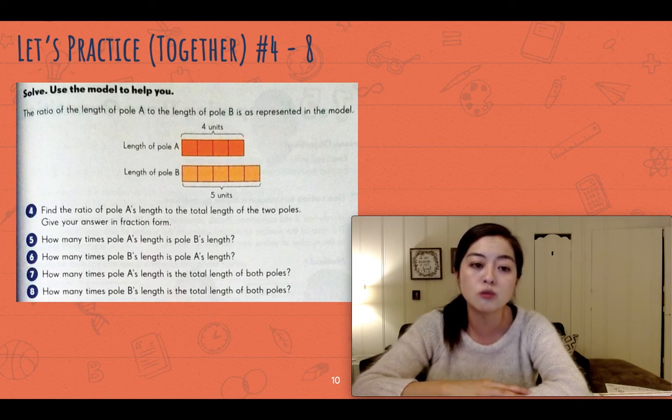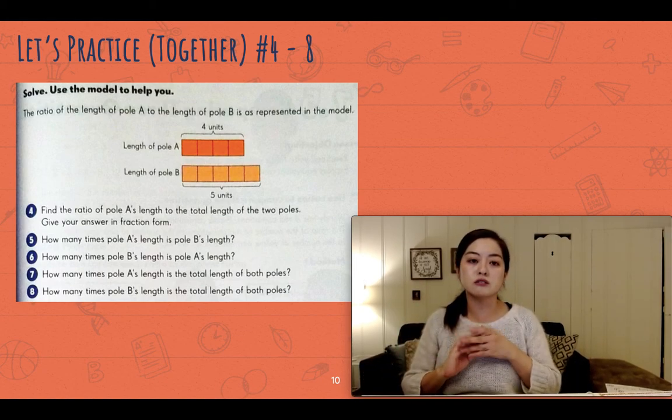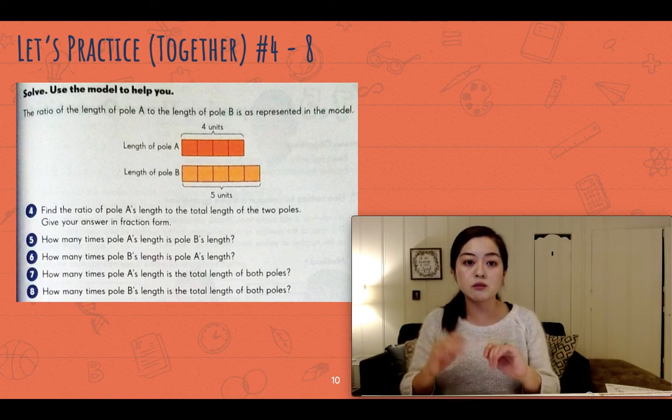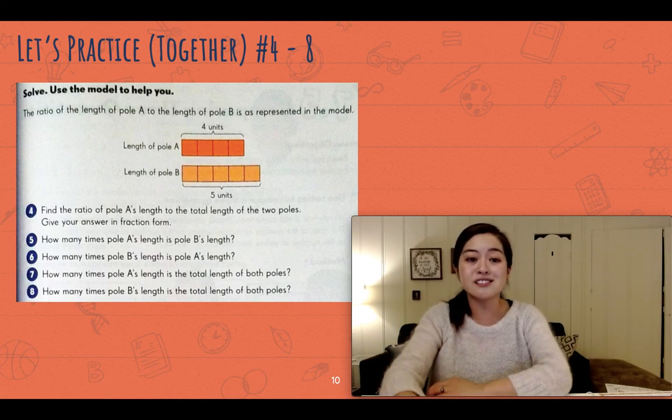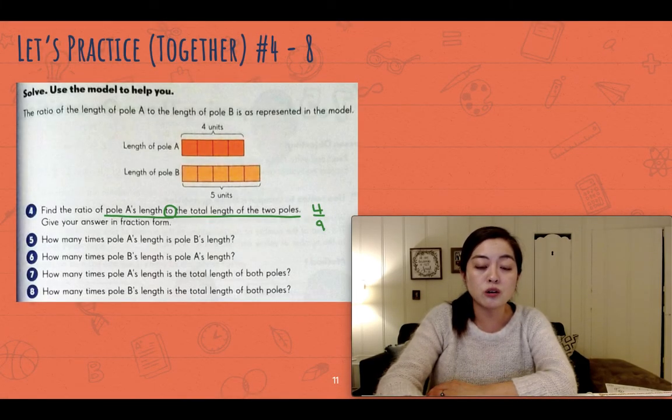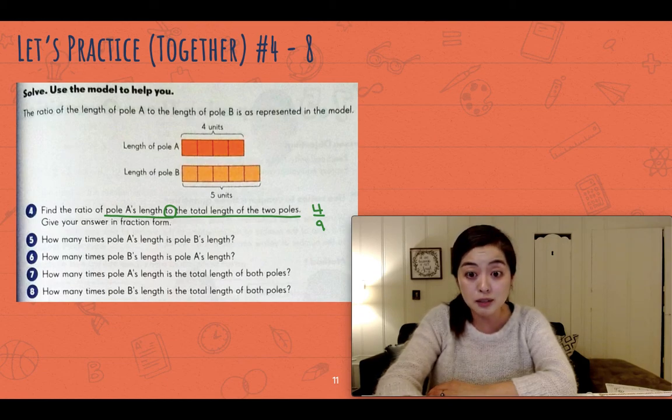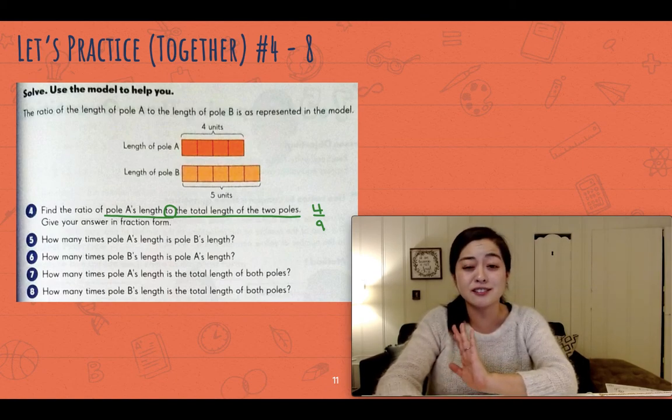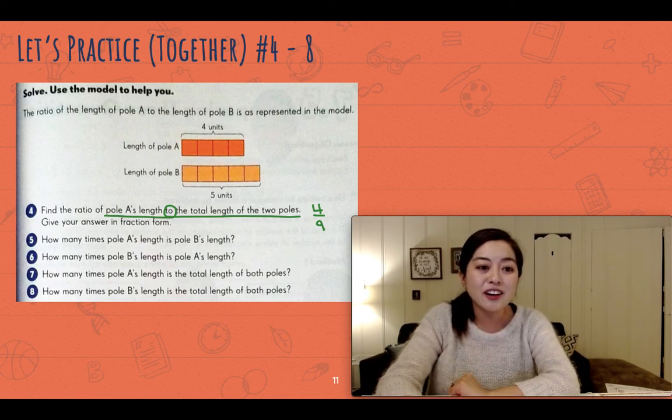All right, so then what's the total length of the 2 poles? It is pole A plus pole B, which is 4 plus 5, which is 9. Okay, so that would be 4 to 9. Okay, again, the first term is in the numerator, and the second term is in the denominator when we write it in fraction form with the fraction bar. The ratio in fraction with the fraction bar, I mean.